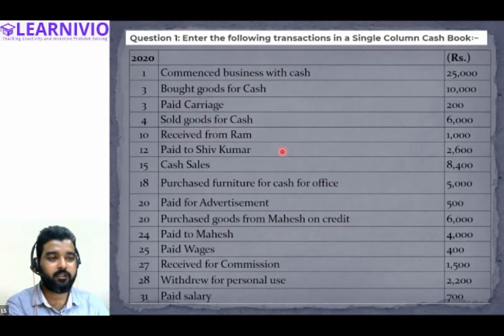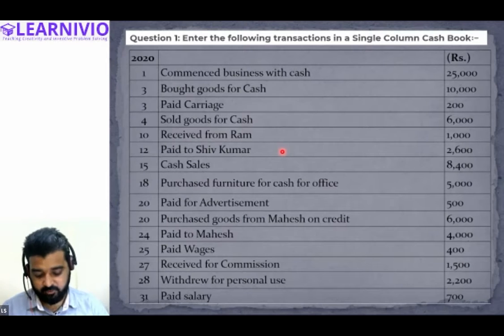See what we will do. First of all, let's read the entire transaction once. The question is: enter the following transactions in single column cash book. So basically we are required to prepare the cash account from the given information. In the year 2021, on the first, let's say this is 1st January, the business started with cash of 25,000. Then we have bought goods for cash, paid carriage, goods sold, received from Ram, paid to Shiv, cash sales, furniture purchased, paid for advertisement, purchased goods from Mahesh on credit, paid to Mahesh, paid wages, received commission, withdrew for personal use, paid salary. All of these transactions have taken place during the year.